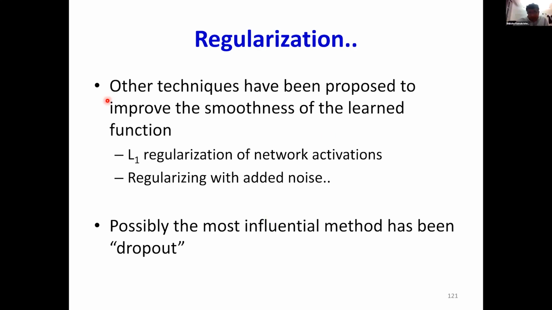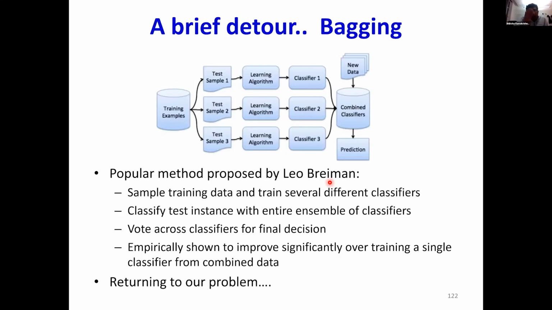Now, other techniques have been proposed to improve the smoothness of learned functions, like L1 regularization of network activations, adding noise, and so on. Of these, the most influential method that you have also encountered is dropout. What is dropout? The underlying principle of dropout is based on a machine learning technique called bagging.